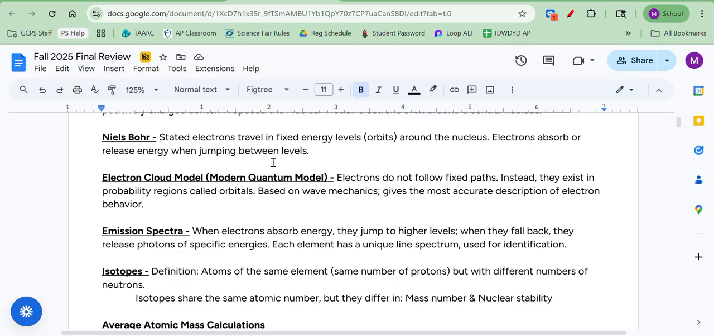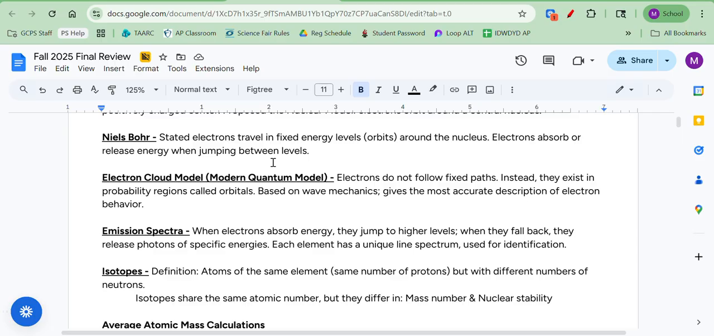Now, his model was very short-lived. It only worked really for one element, which was hydrogen. And so there was a lot of limitations put on it. And that's why we have the latest model, the electron cloud model that we use today. So electrons aren't fixed on those orbits or those energy level pathways. Instead, they're moving around the atom outside of the nucleus at the speed of light. And they might have regions where you will be most likely to find them. And so those are called our S, P, D, and F orbitals that we learned about with electron configuration.